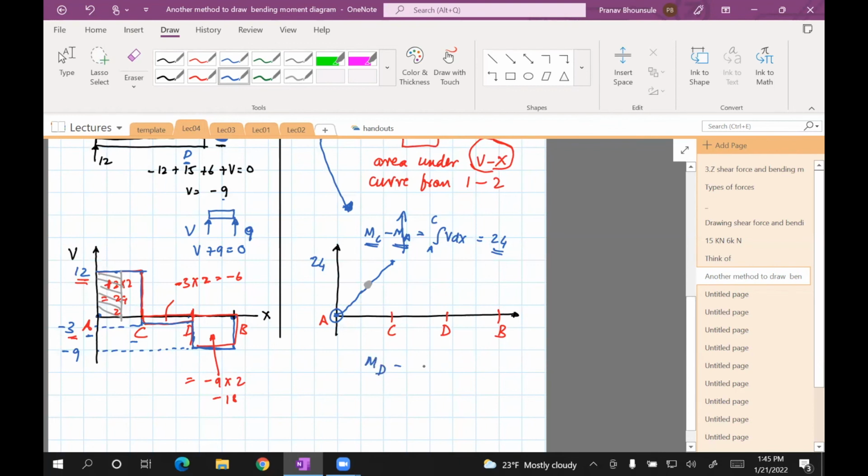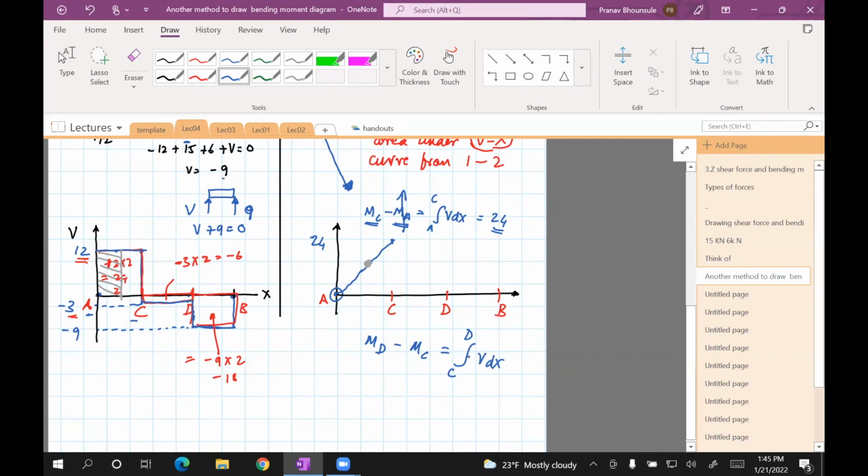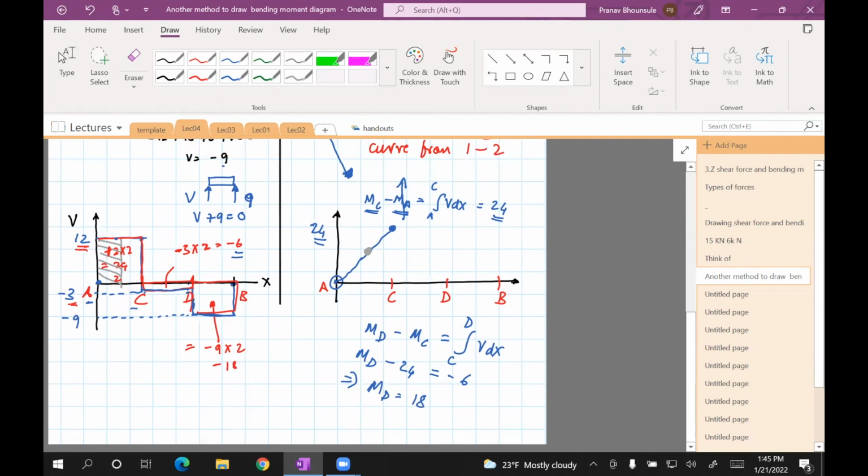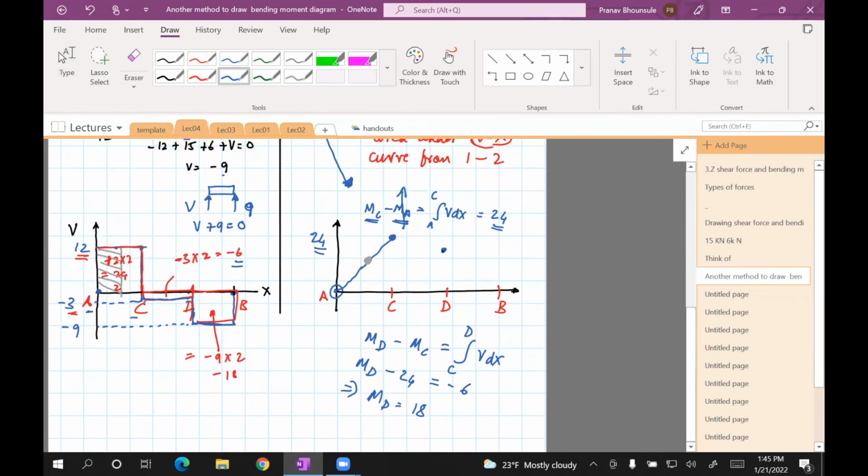MD minus MC equals the integral from C to D of V dx. The area from C to D, we've computed to be minus 6. The moment at C, we've already computed, that's 24. So MD can be computed as 24 minus 6, which is 18. So the moment at D is 18.